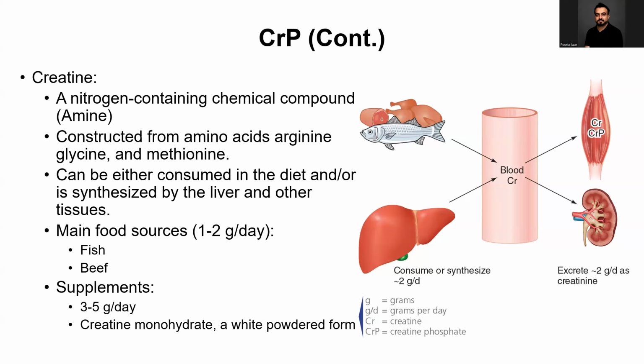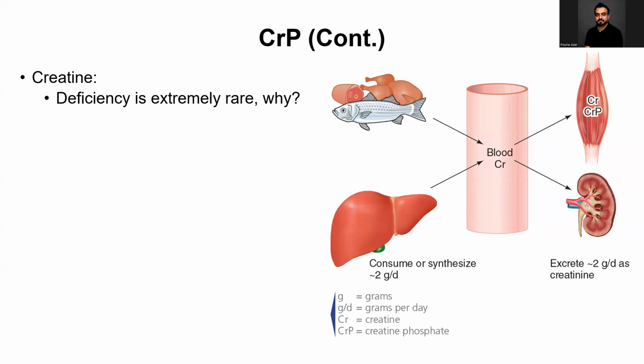And the creatine supplement contains like 3 to 5 grams of creatine per day for those who are taking creatine supplements. And creatine monohydrate is a white powdered form of creatine. So when you see some athletes take creatine supplements, it's creatine monohydrate, which is a white powdered form. Creatine phosphate is also very important in high intensity exercise, and we will discuss that here.